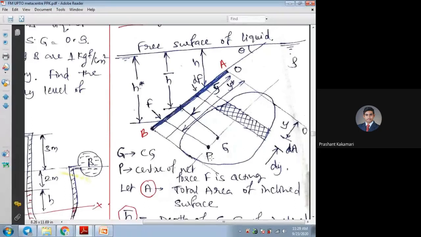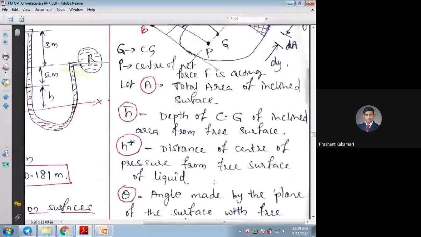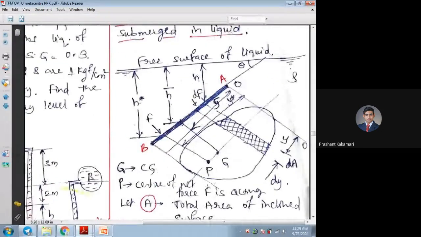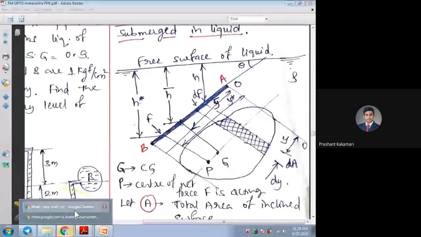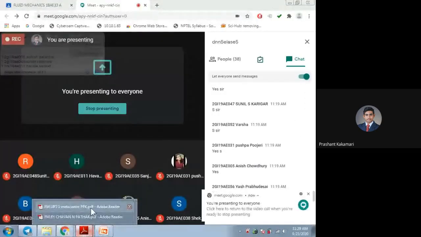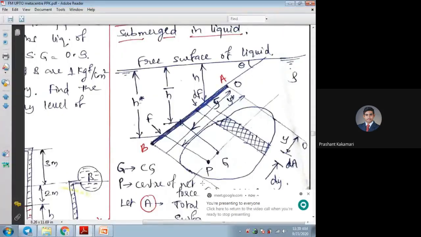Similarly, in the top view, from the tip of the surface O, I have taken y for dA, distance y bar for the center of gravity, distance y star for the center of pressure. These details are all given below: what is h star, what is h bar, all these things. Once you complete this sketch, just inform me. Take the sketch so that with respect to the sketch, if you analyze the given derivation, one can understand the importance of hydrostatic force on submerged surfaces.